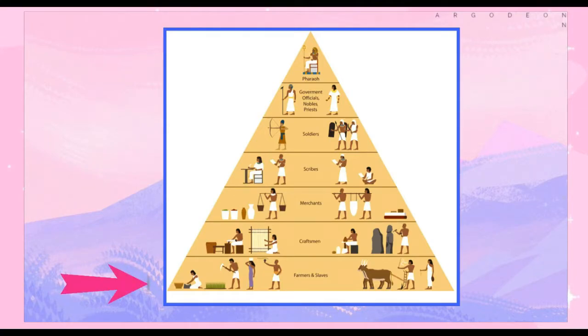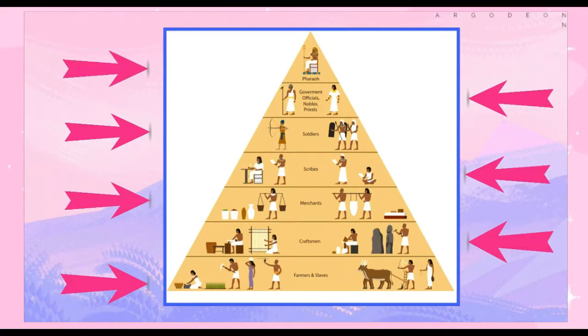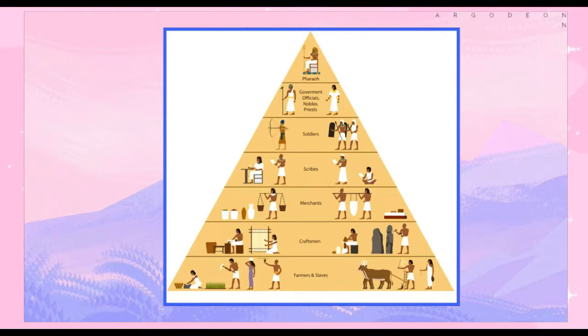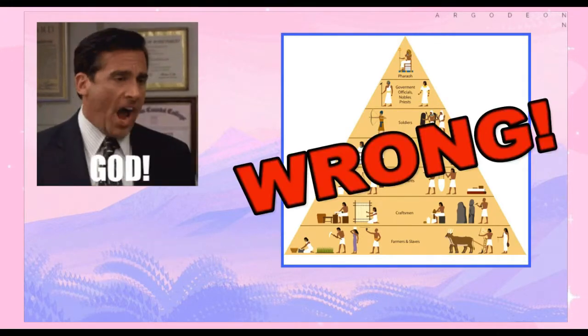The arrangement starts from farmers and slaves at the bottom, followed by craftsmen, merchants, scribes, soldiers, government officials, nobles, priests, and up to the highest, the pharaoh. As you can see, there are identifiable groups of individuals whose lifestyles are different from those of other classes. However, social class is not formal groups with a strong identity.